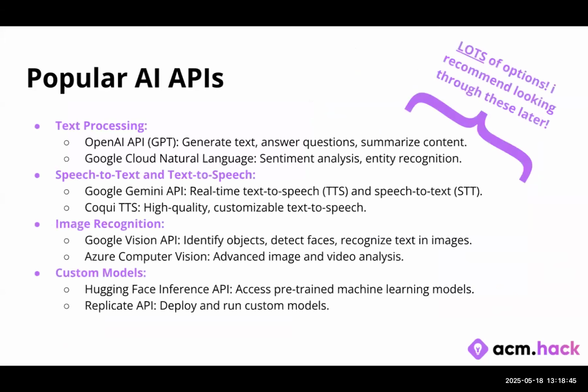So some popular APIs, there's lots of different options. I'm not going to read through them all, but you guys have access to these slides, so you can look over these later. There's text processing, speech to text, text to speech, image recognition, custom models, tons of fun stuff to play around with that already exists that you can find creative ways to integrate into your own project to create more use cases for.